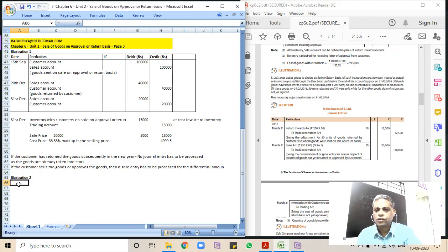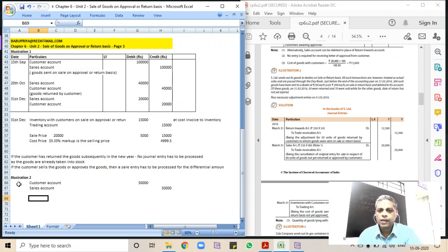S Limited sends out goods to a dealer. What we're talking about is 200 goods sent on sale. So, customer account debit, 200 goods at 250 rupees is equal to 200 into 250, 50,000 rupees. Sales account credit 50,000. This is goods sent on sale or return basis.